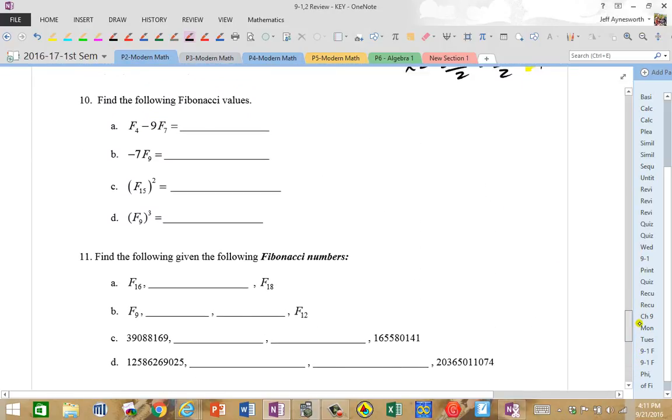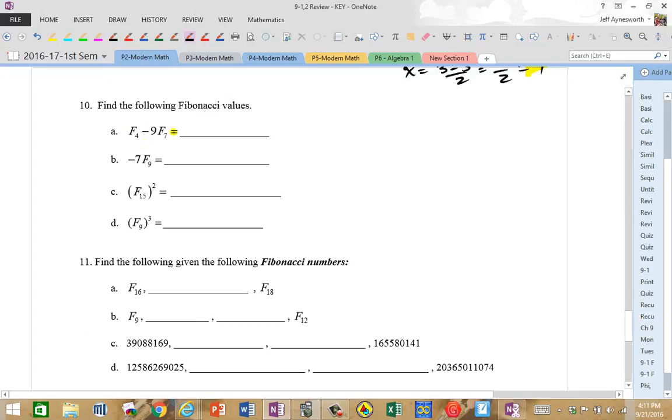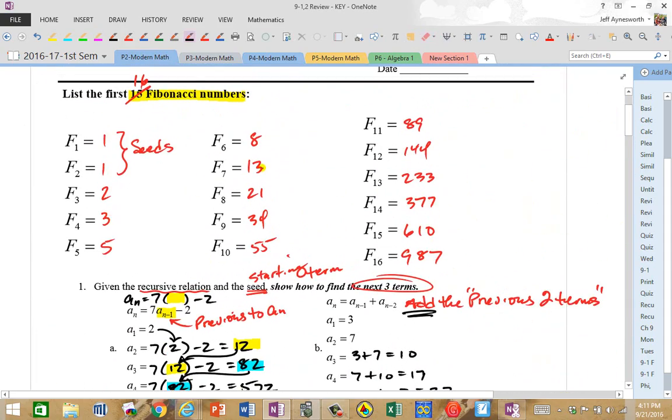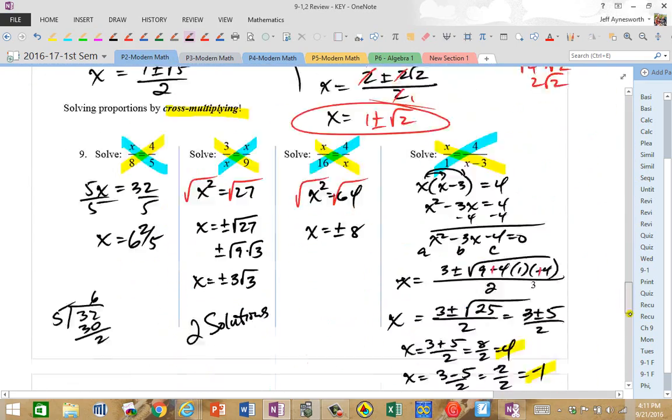So let's do this. We've got some Fibonacci values. We've got to get the 4th and the 7th. Okay, so this is not the 4. Come on, Ainsworth. 4th Fibonacci number. So let's go back up to the top. All right, that's 3. And the 7th is 13. So 3 and 13.